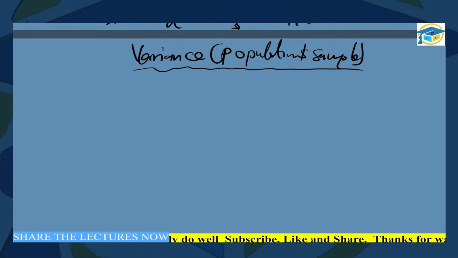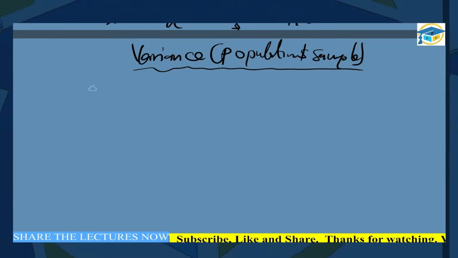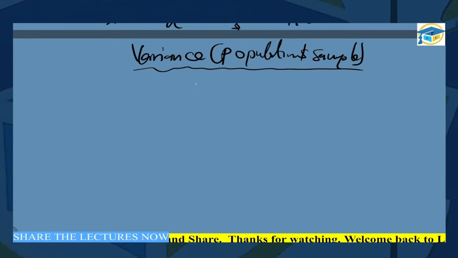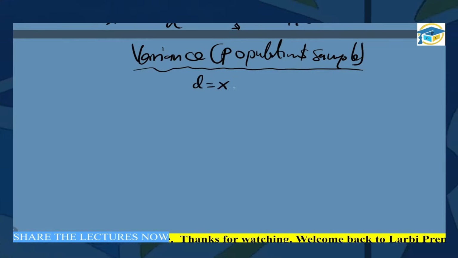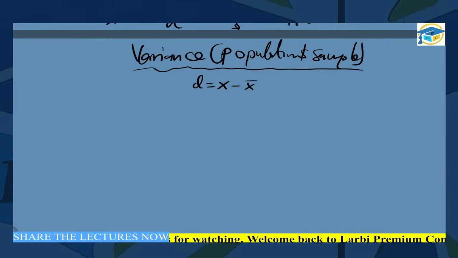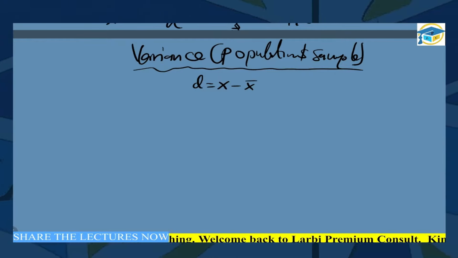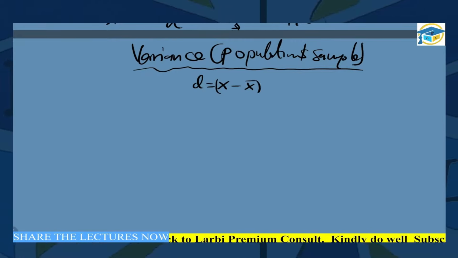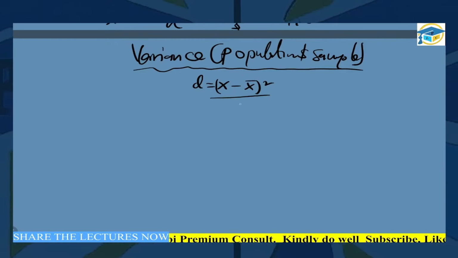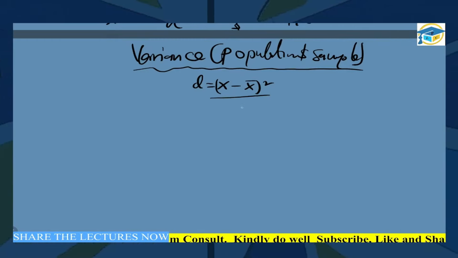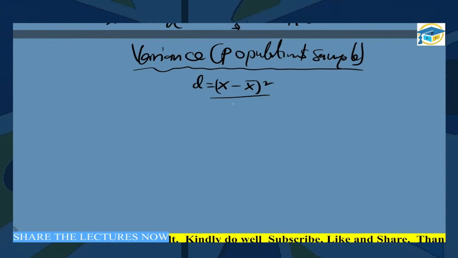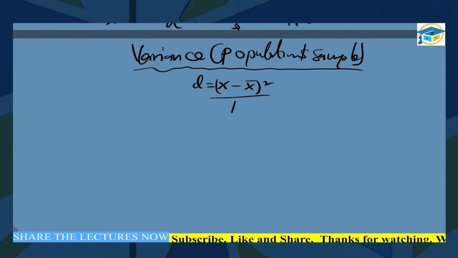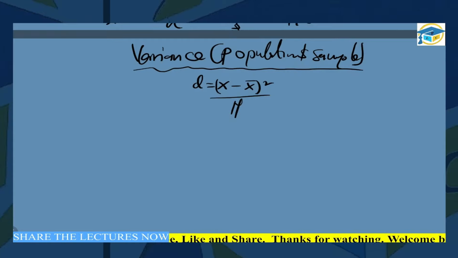So for population, let's start with population. For me to calculate a variance for population, our deviation is always x minus x bar. The variance is the arithmetic mean of the squared deviation. So here the deviation, we're going to square this, and we find the mean of such deviation, the arithmetic mean of the squared deviation from their mean. If it is population, this is going to be capital N.